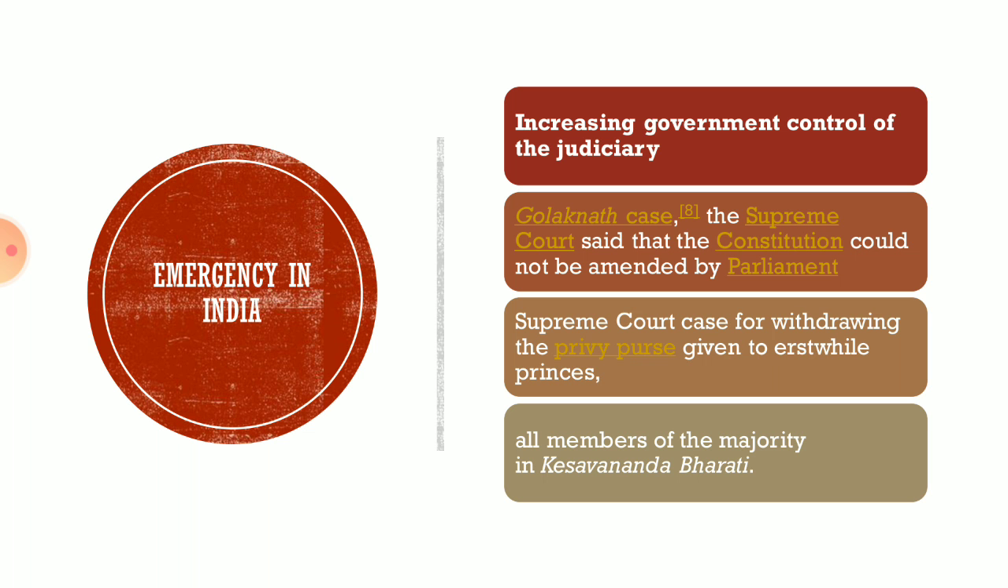So in the exam, you know that the 42nd Amendment was called the mini constitution. It was passed in the year 1976. So in 5 years, you know how many, 18-19 amendments were passed. Similarly, after the government lost a Supreme Court case for withdrawing the privy purse given to the erstwhile princes. When Sardar Patel integrated the 545 princely states, he promised those states that the privy purse would be given to them. In that context, after the government lost the Supreme Court case, Parliament passed the 26th Amendment. This gave constitutional validity to the government's abolition of the privy purse and nullified the Supreme Court's order.